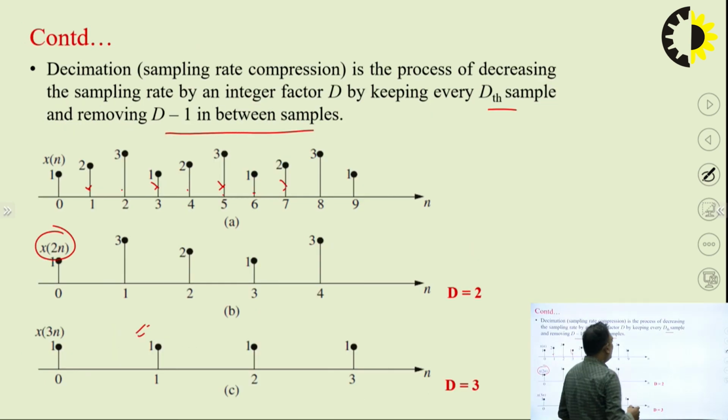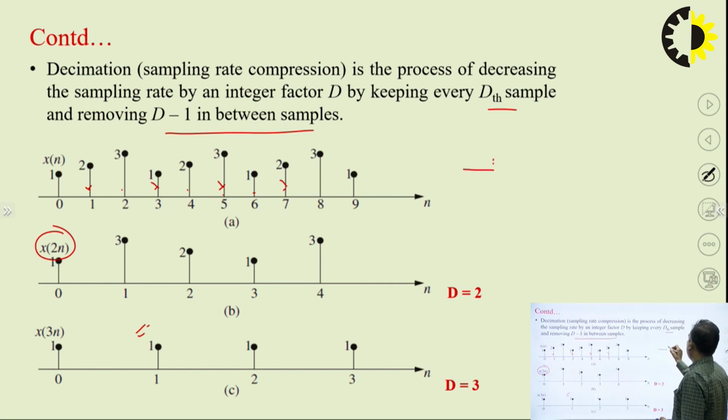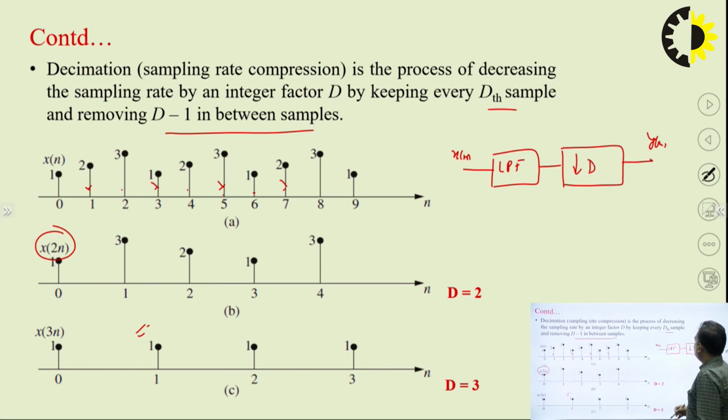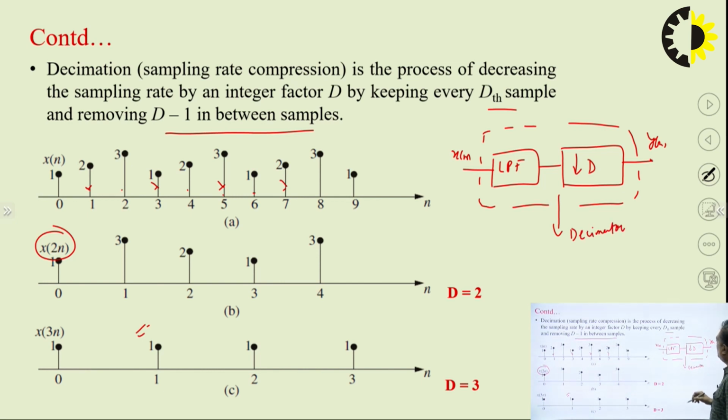So you can say decimation is the process in which first of all we will pass our signal through a low pass filter, meaning x[n] will be passed through a low pass filter, and then we will pass it through a downsampler, and then we will get the output. So you can say if we combine a low pass filter and a downsampler, then we can collectively call it a decimator. Okay, and this process is called decimation. So decimation is basically the combination of low pass filtering and the downsampling operation.